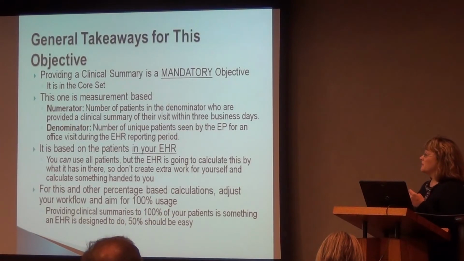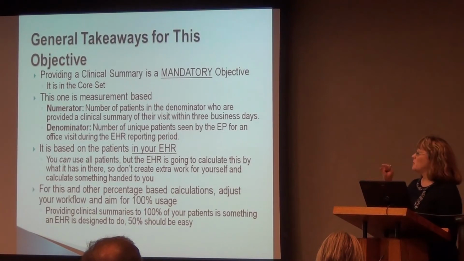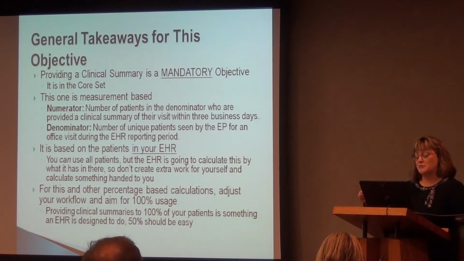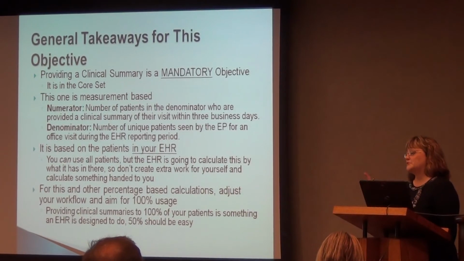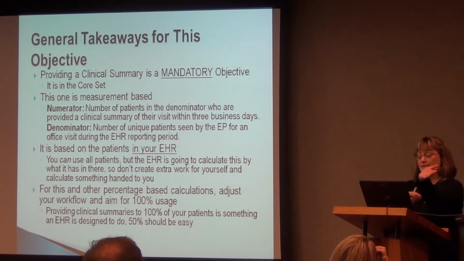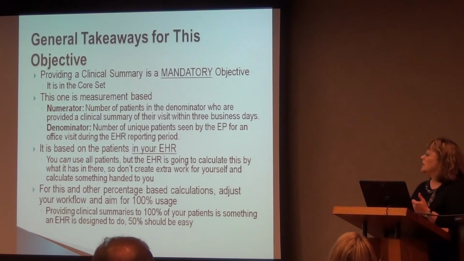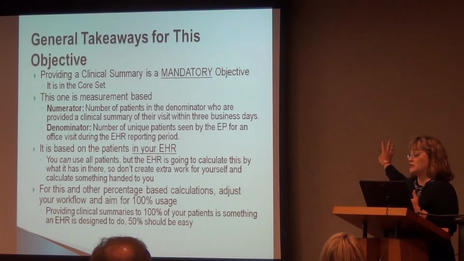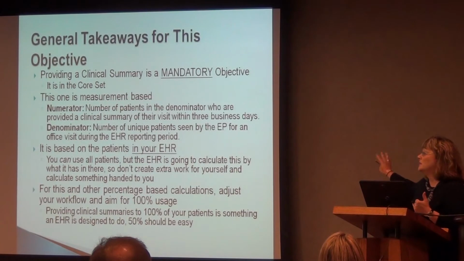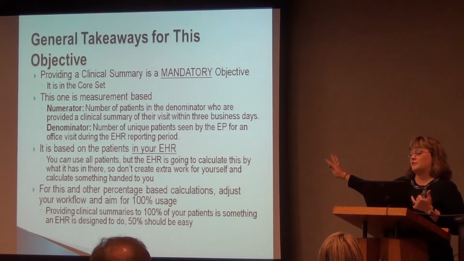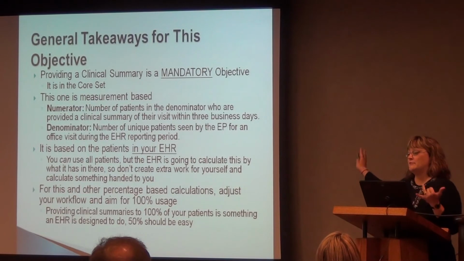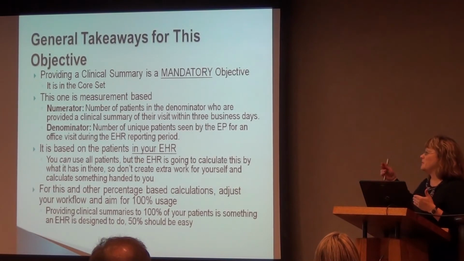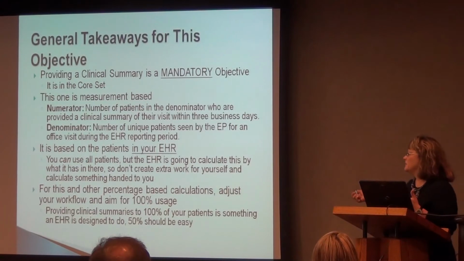Now, providing the clinical summary is a mandatory objective in the core set. So the numerator is the number of patients in the denominator who are provided a clinical summary of their visit within 3 business days. We want to set it up a couple different ways because this can require a lot of printing of paper. For this particular application, there is an option to set up a patient portal where those patients can receive the visit summaries electronically. You have to give it to the patient within 3 business days. So if the patient is leaving the practice, now you have mailing cost. So that's why we have the workflow when the patient leaves the office to provide the clinical visit summary.